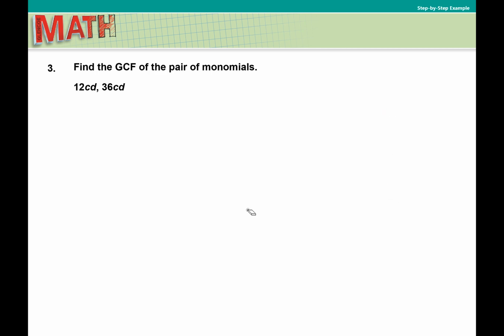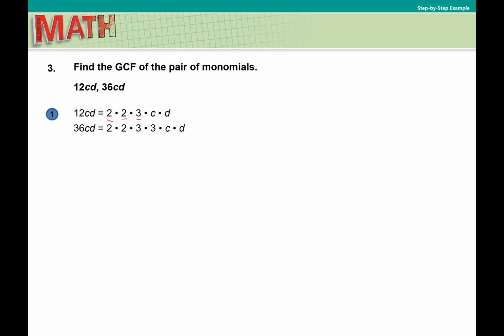Okay, find the greatest common factor of the pair of monomials here, 12cd and 36cd. 12cd expanded out is 2 times 2, which is 4, times 3, which is 12, times c times d. Now notice again, prime number, prime number, prime number. When you're expanding out a monomial, you want to get down to all prime numbers. That is how we find the greatest common factor, all prime numbers.